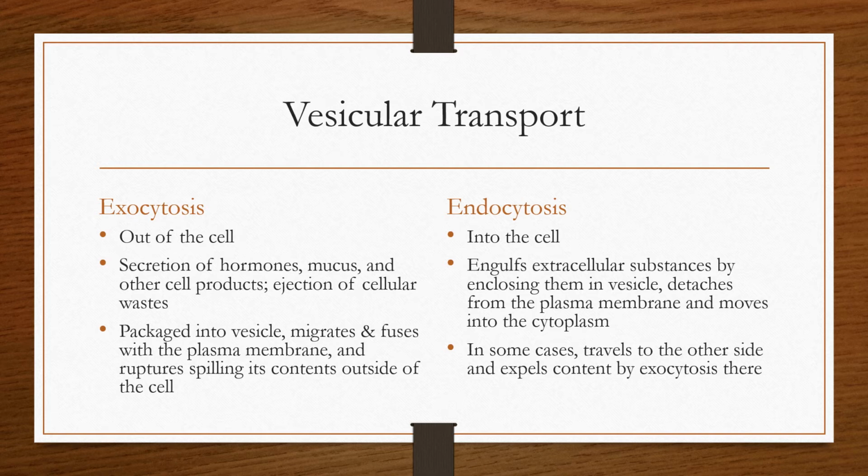Endocytosis, into the cell, engulfs extracellular substances by enclosing them in a vesicle, and just does the opposite: it detaches from the plasma membrane and moves into the cytoplasm. In some cases, it travels to the other side and expels content by exocytosis there. So it does involve ATP to fuse and separate membrane vesicles and the cell membrane, and it moves substances in and out of the cells in bulk.